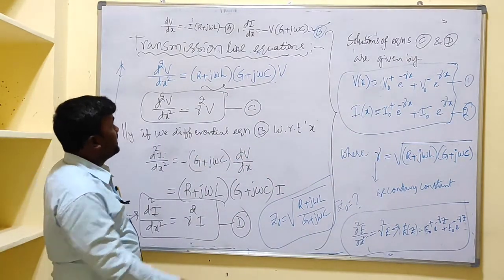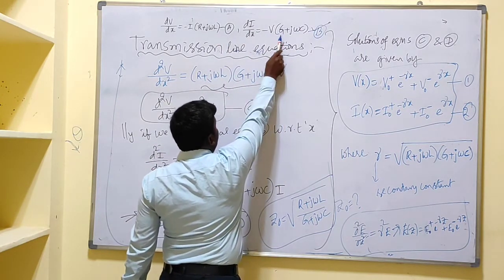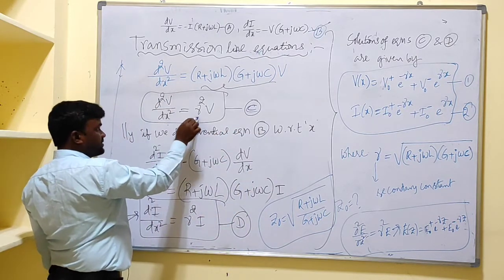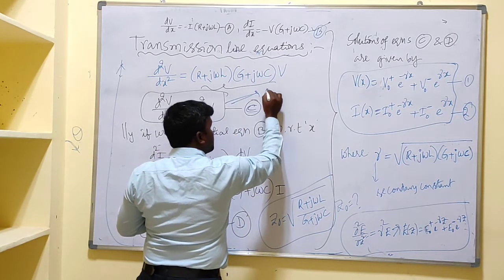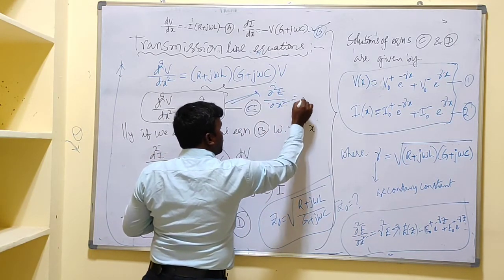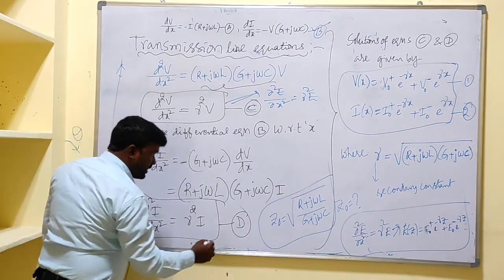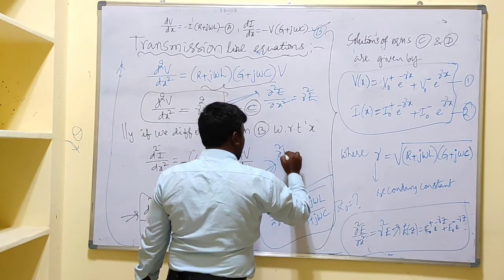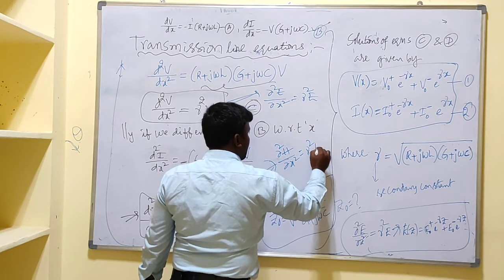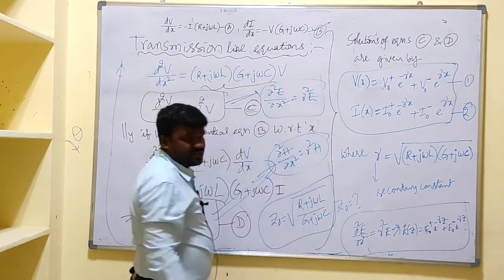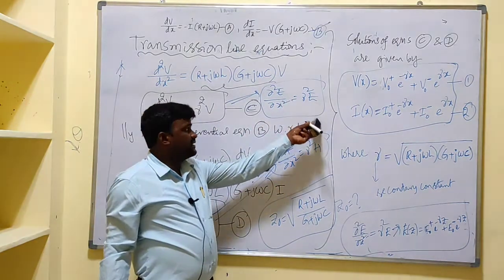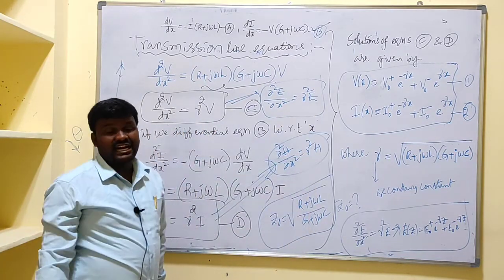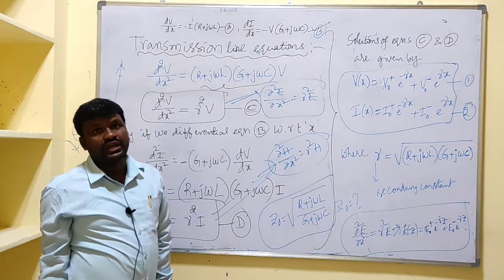We derived equations A, that is the first order differential equations for the transmission line, and second order differential equations, equations C and D, that is d²V/dx² equal to gamma square V. It is similar to what? ∂²E/∂x² equal to gamma square E. And this is similar to ∂²H/∂x² equal to gamma square H. That means waves can be analyzed in terms of E and H, whereas transmission line characteristics are analyzed in terms of voltage and current.